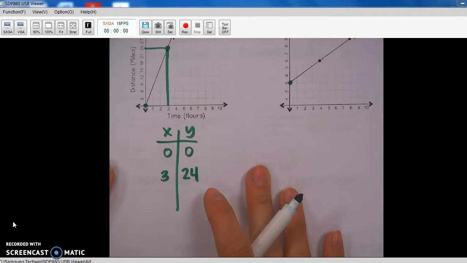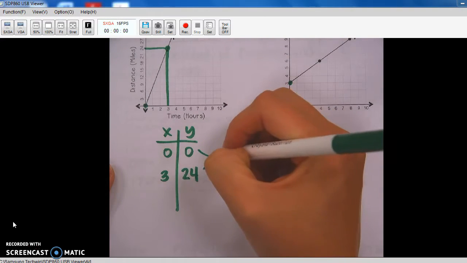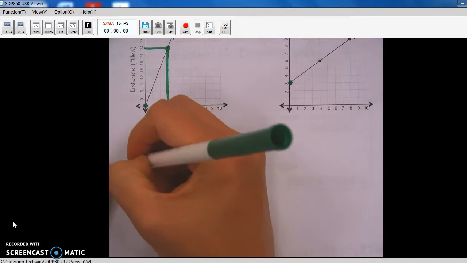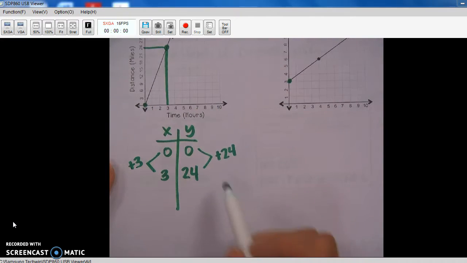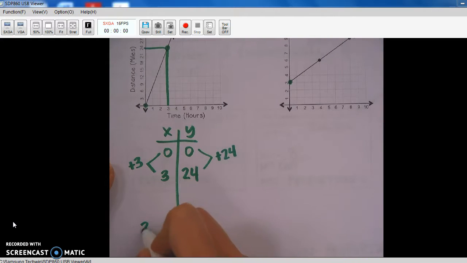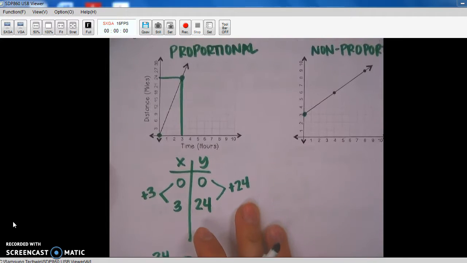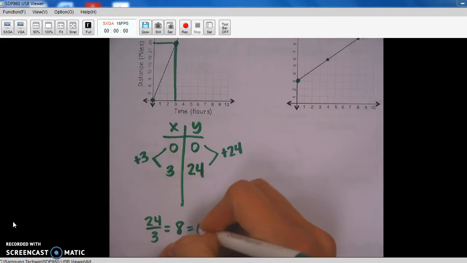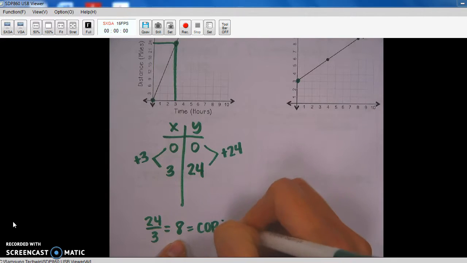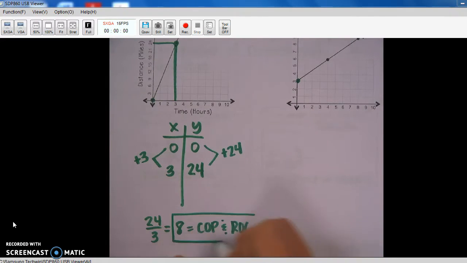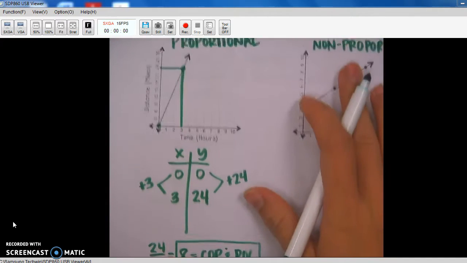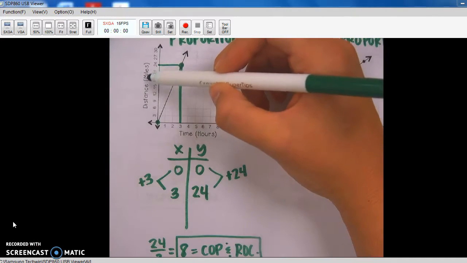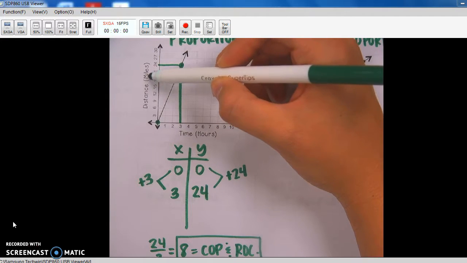Okay, so now remember, find our rate of change. 0 to 24, I'm adding 24. 0 to 3, I'm adding 3. And then I just need to divide. 24 by 3 is 8. So since this is a proportional graph, remember 8 represents the constant of proportionality and the rate of change. So in terms of what our graph is telling us, that amount tells us that they traveled 8 miles per hour.